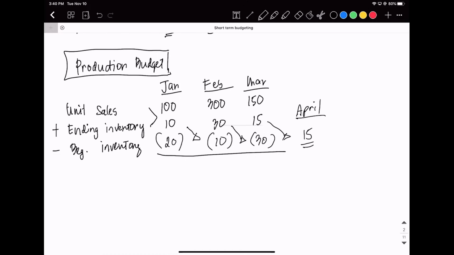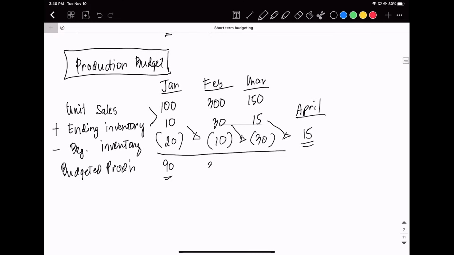Anyway, so ito na. So, budgeted production in units. Nakita nyo, no? Binabaliktad lang. Production budget, budgeted production. So, 100 plus 10, 110 minus 20, this is 90. So, we need to produce 90 units. Then, for the month of February, 300 plus 30, that's 330 minus 10. So, this is 320. For the month of February, we need to produce a total of 320 units. And lastly, 150 plus 15, 165 minus 30, this is 135.